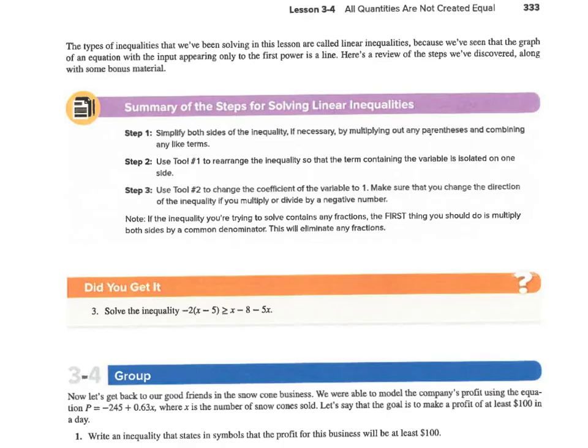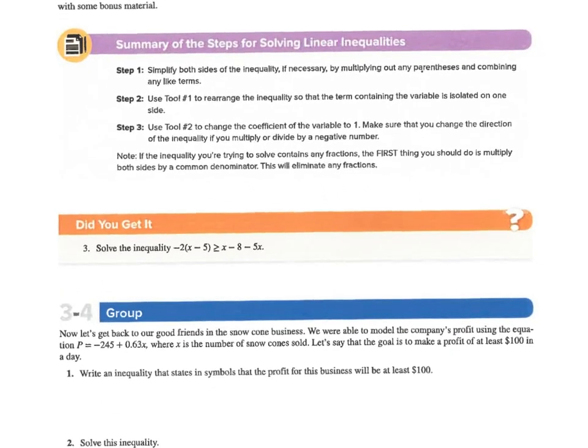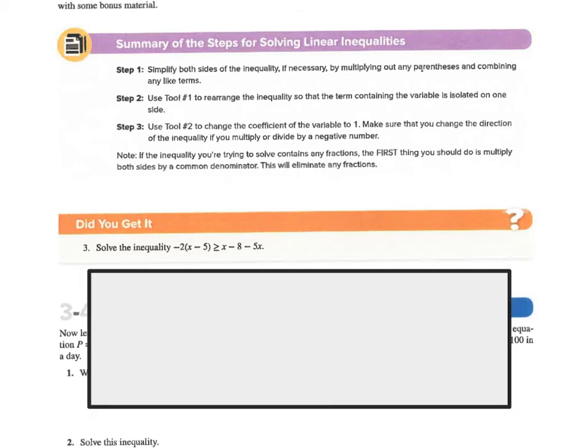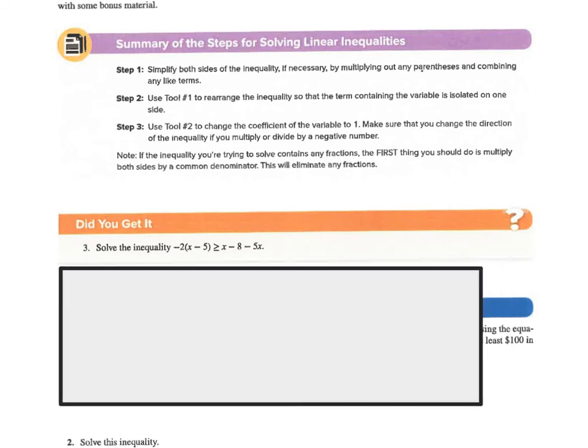The types of inequalities that we've been solving in this lesson are called linear inequalities because we've seen that the graph of an equation with the input appearing only to the first power is a line. Here's a review of the steps we've discovered along with some bonus material. So I'm going to move this up just a tad, and give us a little bit of space to solve this inequality here.